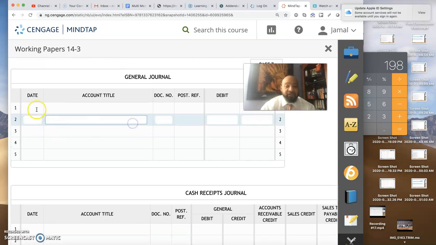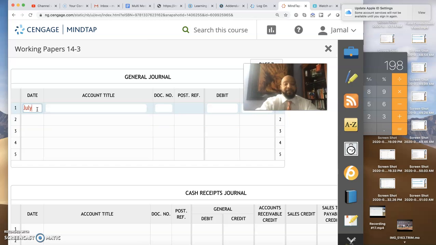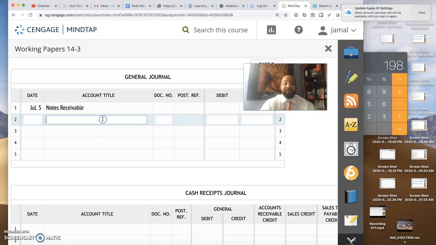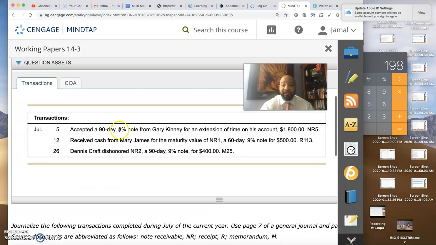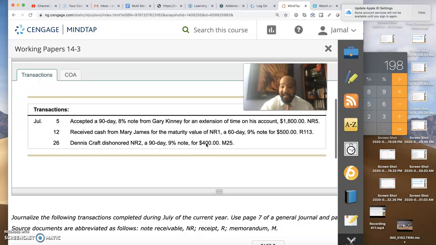General journal, it's July 5th, first day of the month. So we're going to put in July. I just want July and then the 5th. We're creating a notes receivable, right? Notes receivable. And I wonder if we have to put the name in. We don't. We just call it a notes receivable. Great. Notes receivable, and it's coming from Gary Kinney for an extension of time for his account.